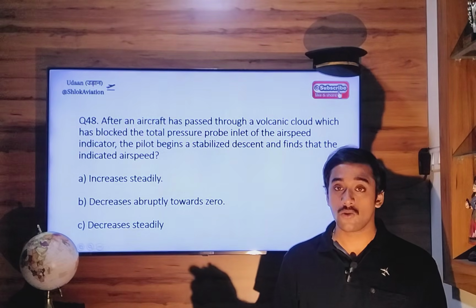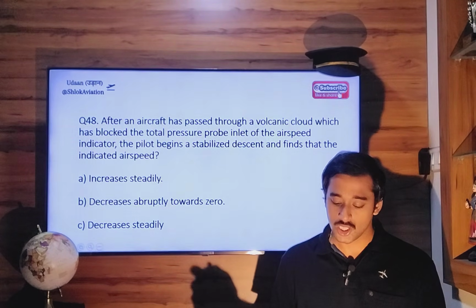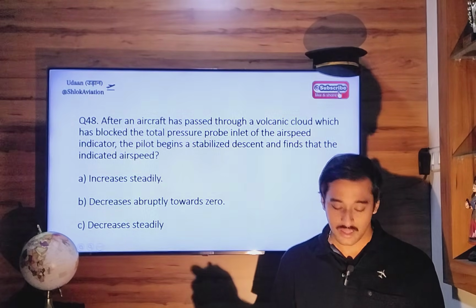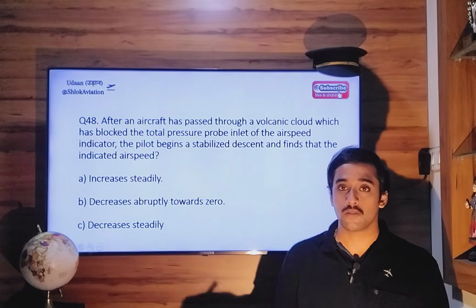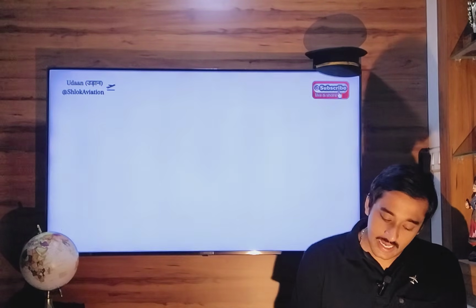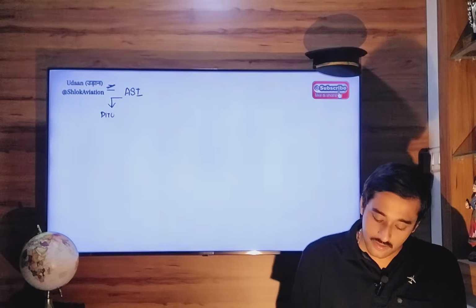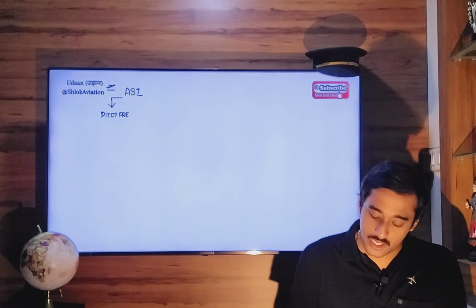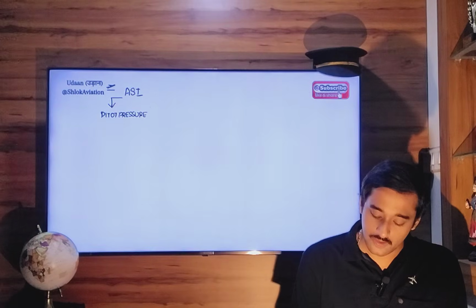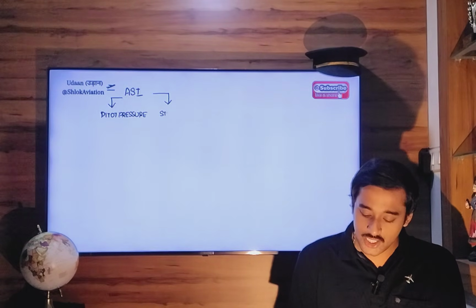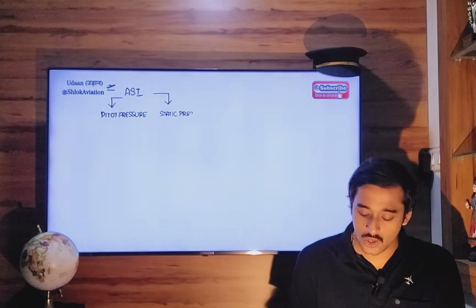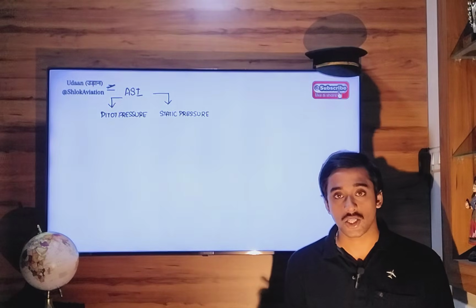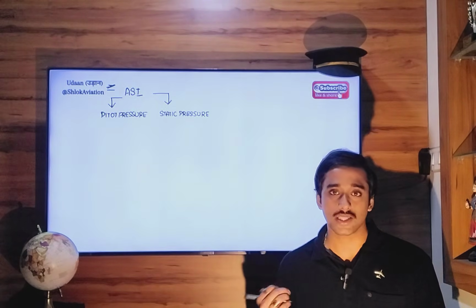After an aircraft has passed through a volcanic cloud which has blocked the total pressure probe inlet of the ASI, the pilot begins a stabilized descent. It finds that indicated airspeed will do what? Now, your airspeed indicator is the only instrument which depends on both pitot pressure and static pressure. The other two pressure instruments, the altimeter and VSI, only require static pressure, but the ASI requires both pitot pressure and static pressure.